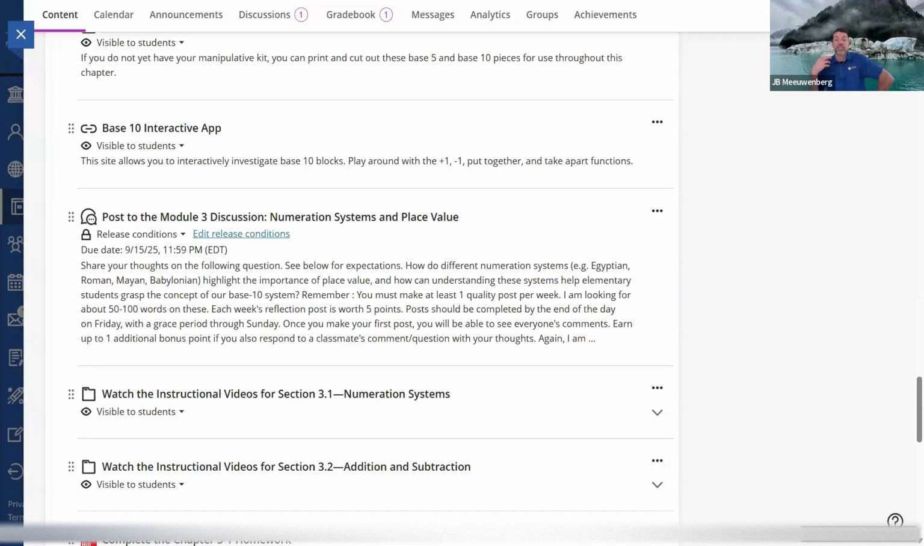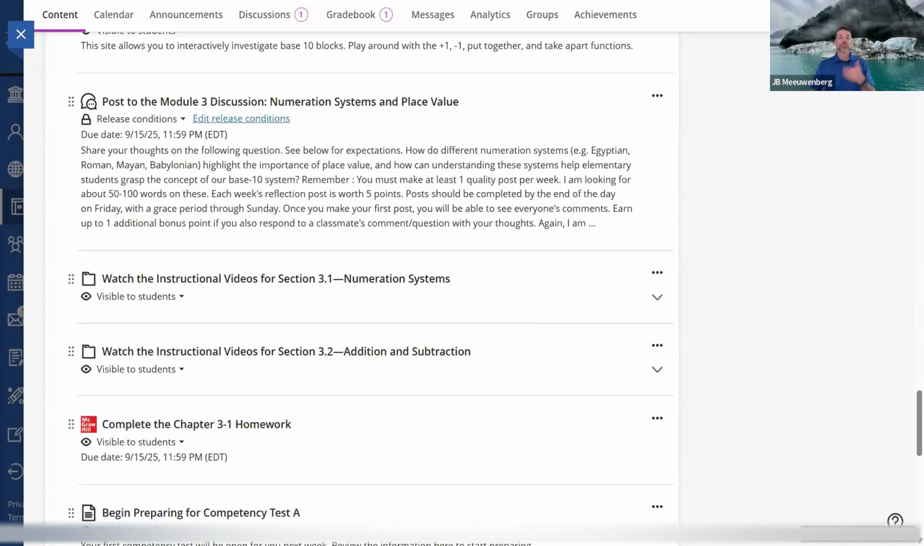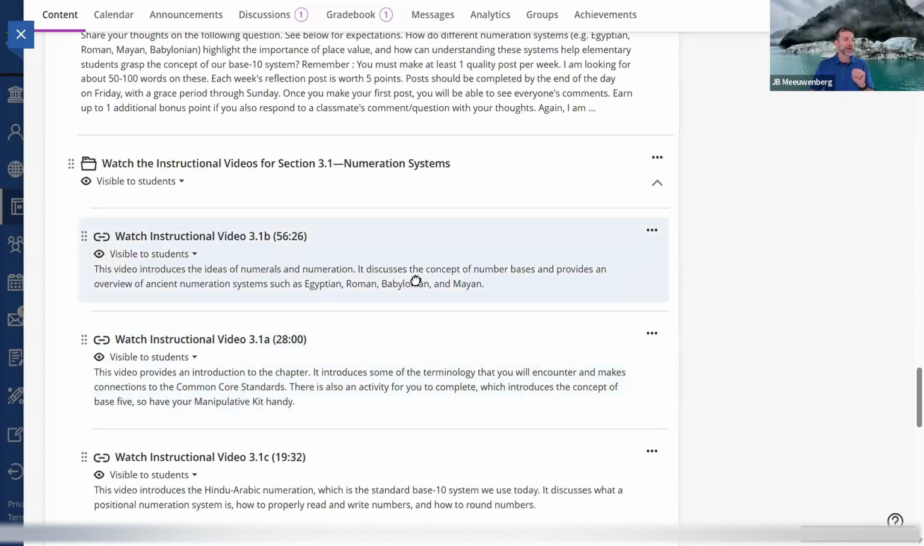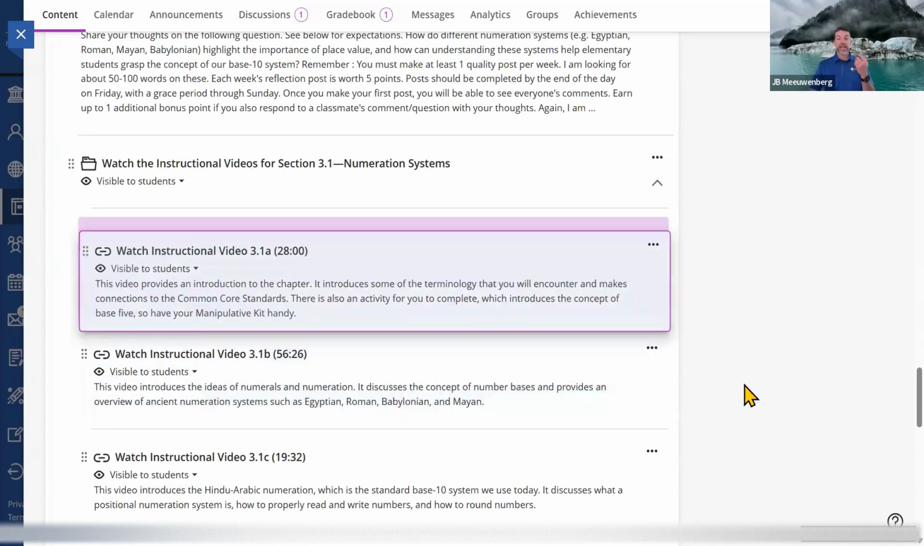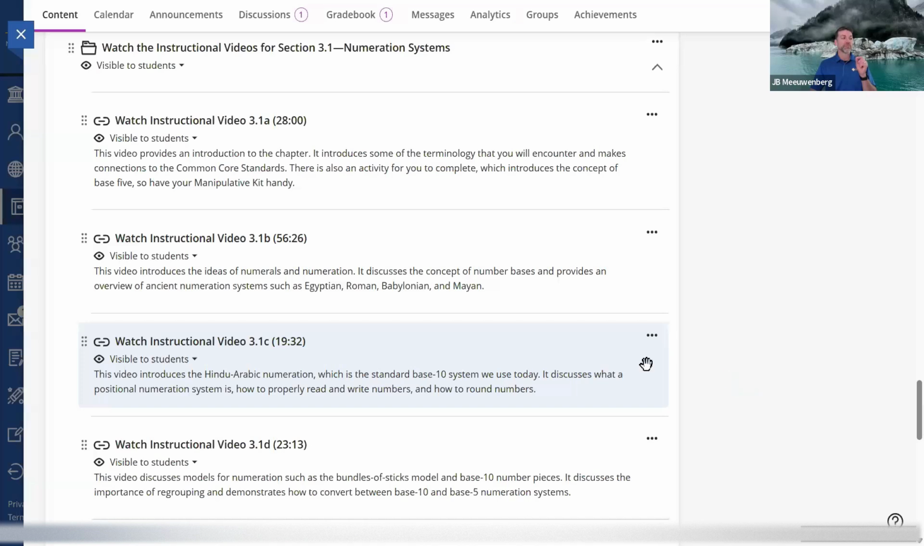Again, you're going to be learning about how ancient cultures kept track of numbers and then comparing that to how we keep track of numbers today. So start thinking about that question before you even get too far into the chapters or the videos. Then section 3.1, as I said, we'll cover those ancient numeration systems. There are 4 videos labeled A, B, those are out of order, A, B, C, and D.